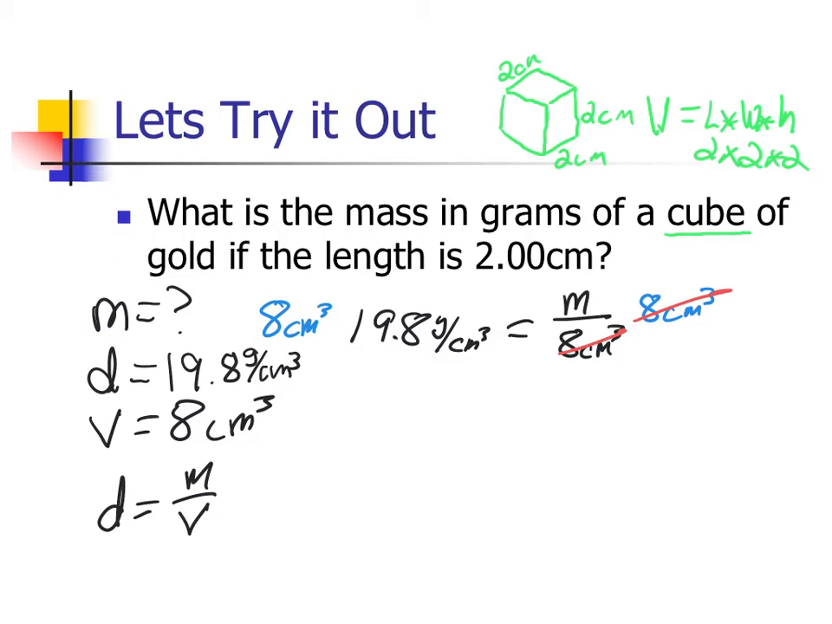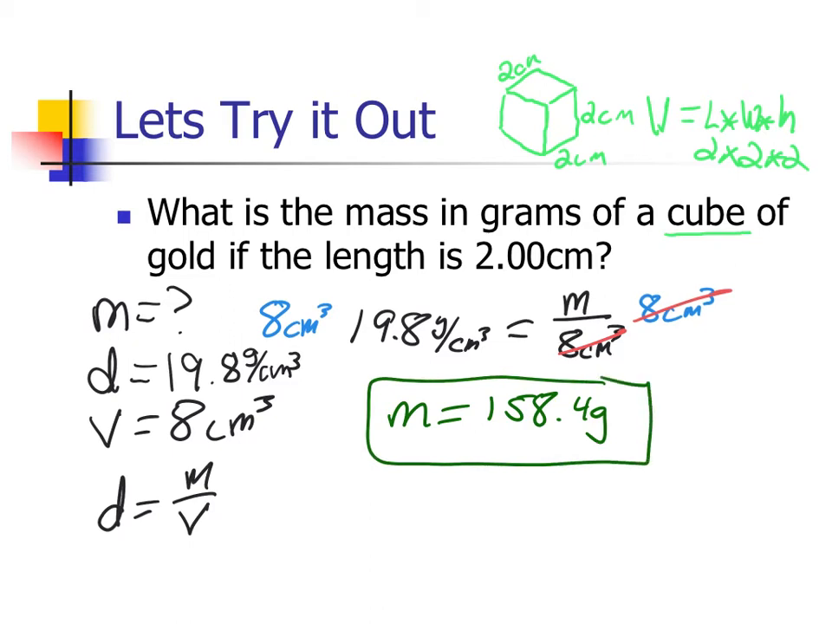Multiplying by that, I then need to take 8 times 19.8. And I get a mass of 158.4 grams of gold. Boom.